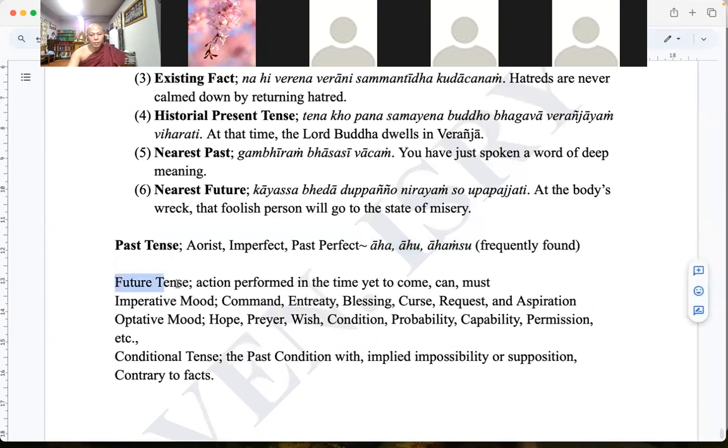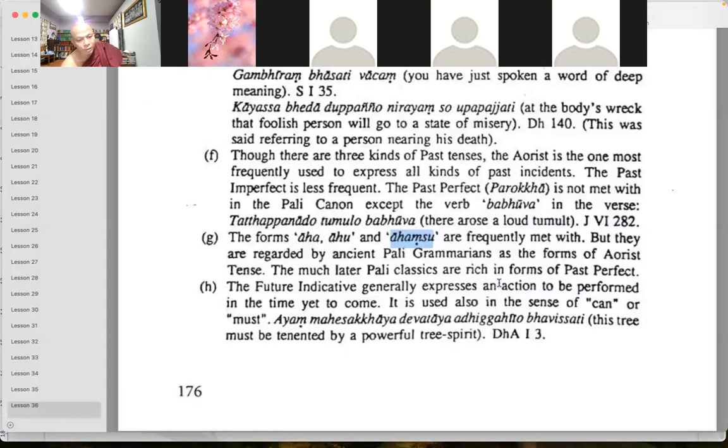And then the next one is future tense. So future tense is used for action performed in the time not yet come, yet to come. Okay. And also sometimes the future tense is found used, instead of "will", in the sense of "can" or in the sense of "must". Okay, that one also not worth dwelling on. So there is no example for that, very common, based on the context it can be understood.